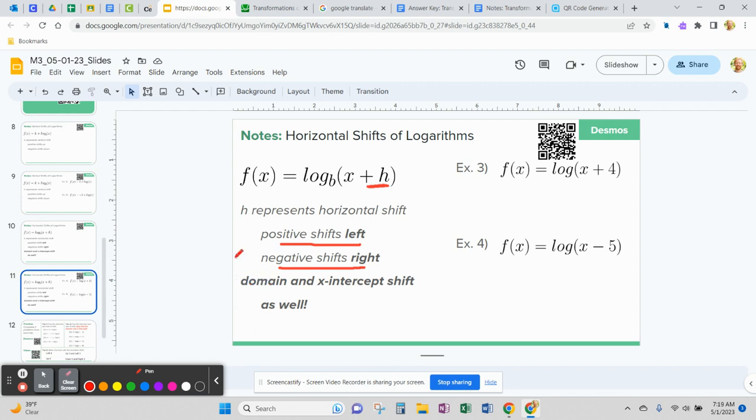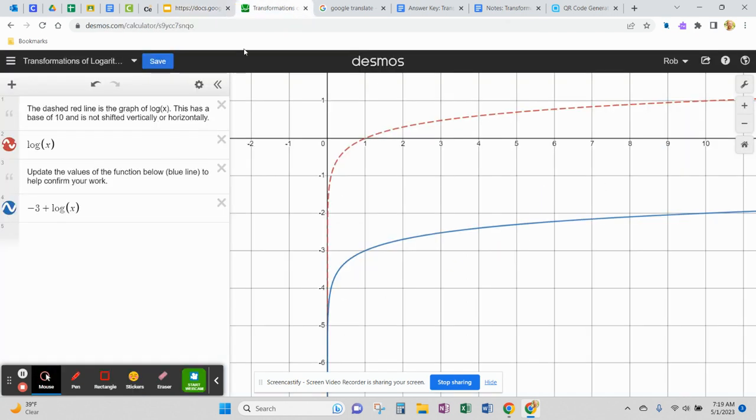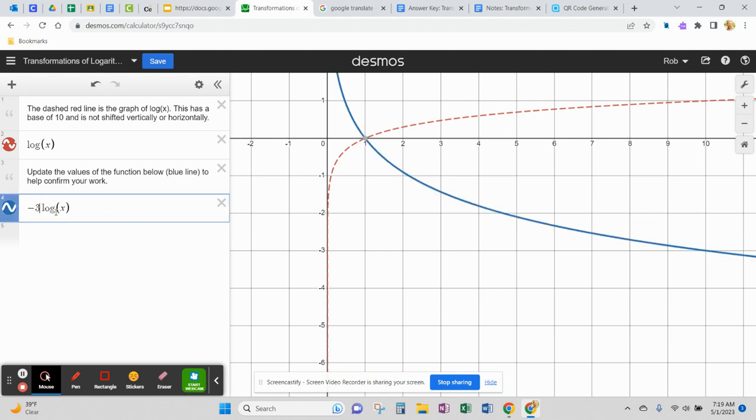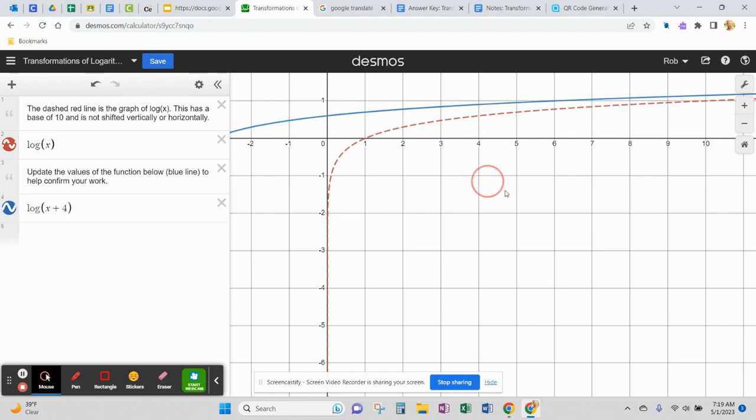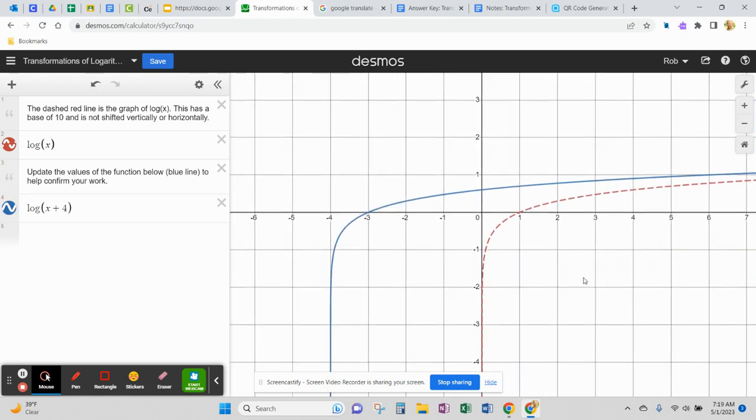Let's talk through how this works. So in example 3, log of x plus 4. We should know just from this structure that, all right, we are going to go left 4. Let's look and see how this looks on our graph, though. So we'll delete that k value that was out in front, and we're going to go plus 4. And let's reacquaint our zoom here.